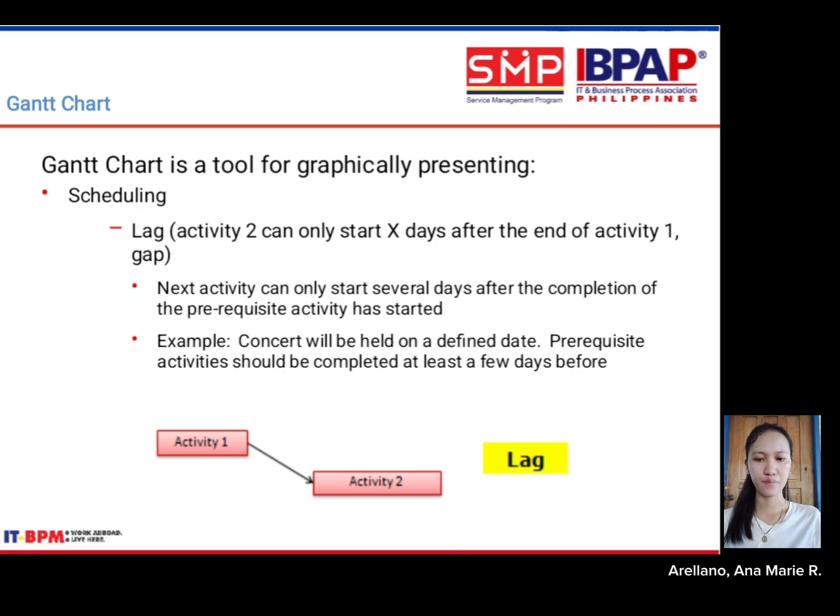Gantt chart lag time. Conversely, lag time is when a successor task can only start X days after its predecessor ends, a deliberate gap. This buffer accounts for necessary delays like quality checks, approvals, and material delivery. The example: concert preparations must be completed several days before the event date to allow for final setup, safety inspection, or troubleshooting. Lag time ensures tasks don't rush critical post-predecessor steps.